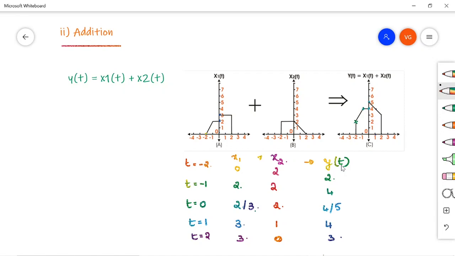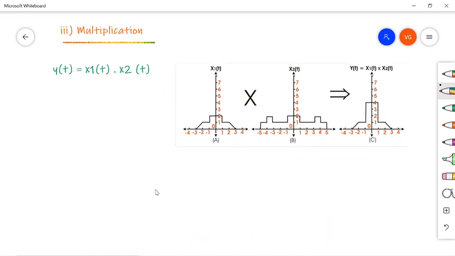Now join all the points, right? So join all the points here to form the signal. So this is how I can do the addition process of two signals. And the third operation here is multiplication. Let us see how to multiply two signals and what is the resultant signal. I'll explain with some example how to draw the resultant of a signal when two signals are multiplied.